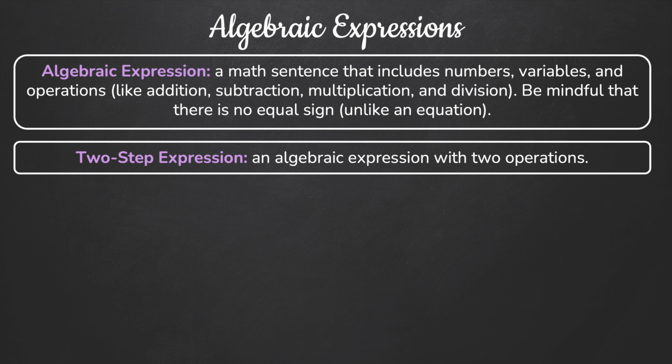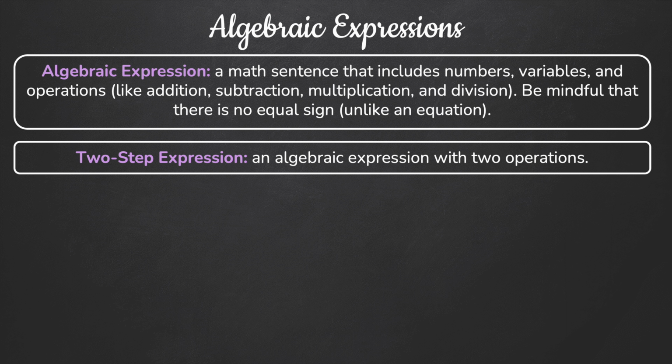Hello, mathematicians. Today we're going to be learning about algebraic expressions, more specifically about evaluating two-step expressions. To get us started, let's first go over what an algebraic expression is. An algebraic expression is a math sentence that includes numbers, variables, and operations like addition, subtraction, multiplication, and division. Be mindful that there is no equal sign because then that would make it an equation.